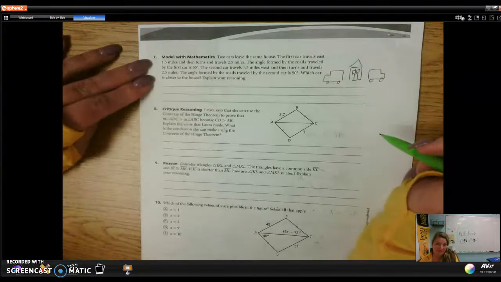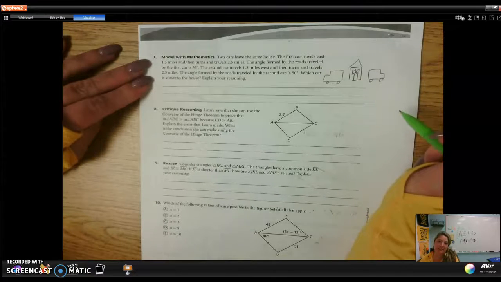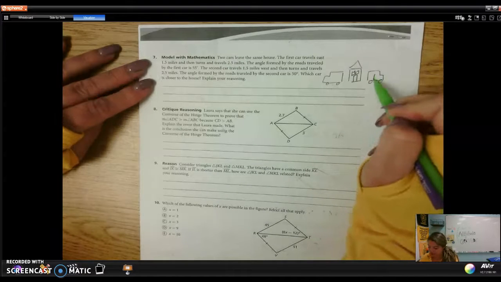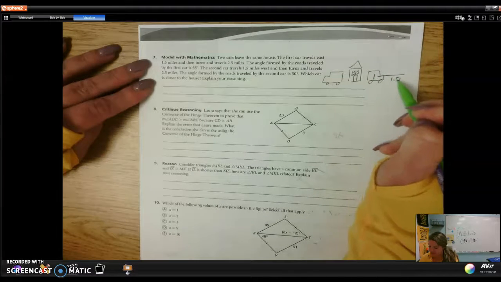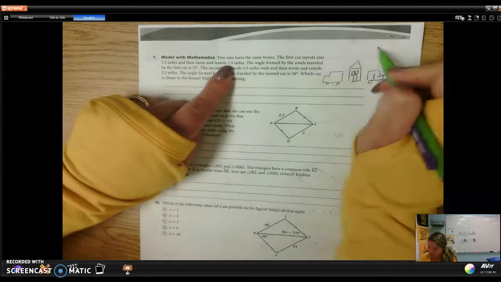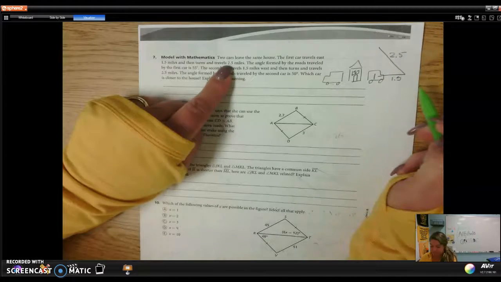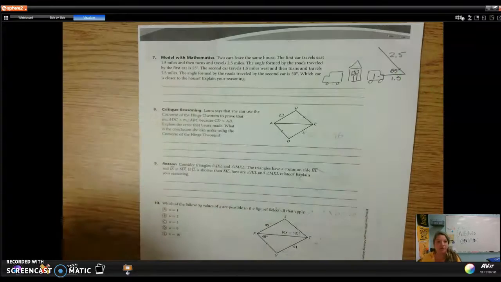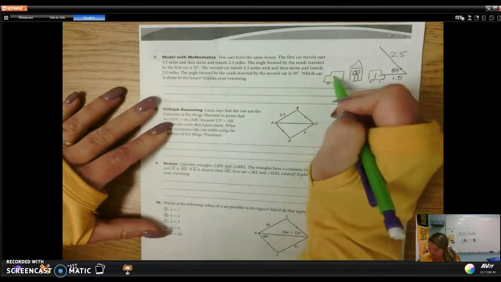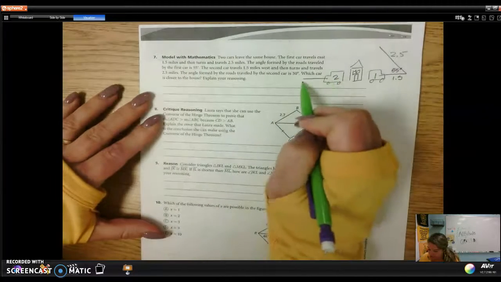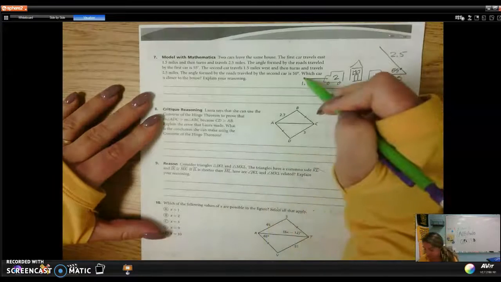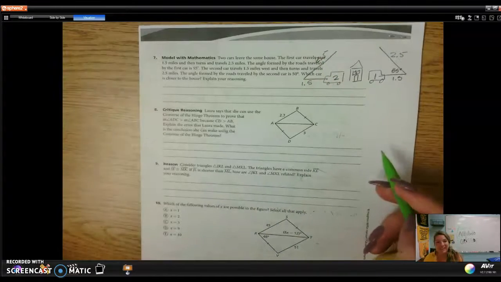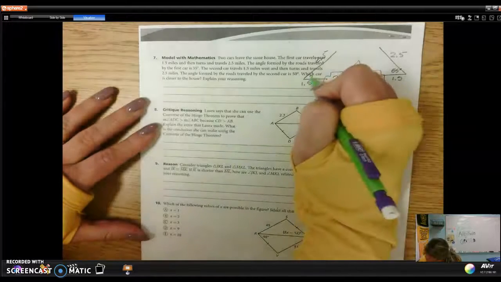So for number 7, you have 2 cars that are leaving the same house, okay? So they're both leaving this house. Car number 1 is going to travel 1.5 miles east and then turn and go 2.5 miles. And the angle that they made is 55 degrees, the angle that the roads made, okay? The second car is going to travel 1.5 miles. It's going to turn and it's going to go 2.5 miles, but its angle is only 50 degrees.